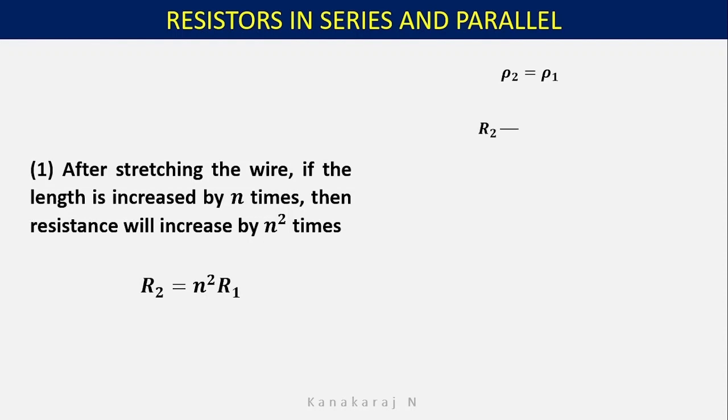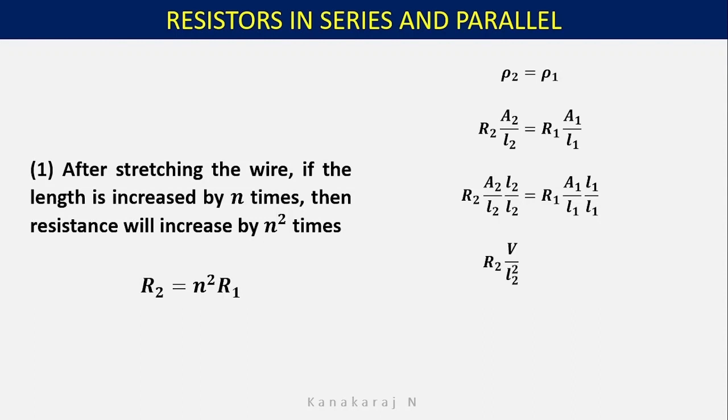Let us replace the specific resistance by R times A by L on either side. Good. So let us multiply the left hand side and divide by L2. Similarly, on the right hand side, we multiply and divide by L1. And we know that A2 L2 equals A1 L1, which is equal to the volume of the wire, which is the same before and after stretching. We consider the volume doesn't change, the density doesn't change.